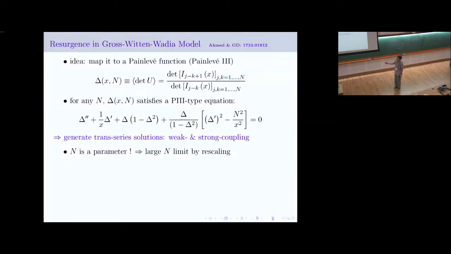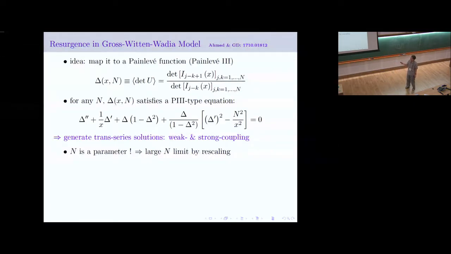It just satisfies a nonlinear equation, and the important thing is that n appears as a parameter in the equation. Okay? So once you have a differential equation, it's absolutely straightforward to generate trans-series. You just look at the leading behavior, either large x or small x, plug it in times some series, you generate recursion relations for the coefficients, it's completely automatic. Until you have a differential equation, it's difficult. But once you have a differential equation, it's almost trivial. So you're absolutely guaranteed to be able to generate trans-series solutions for delta, both at strong coupling and weak coupling.